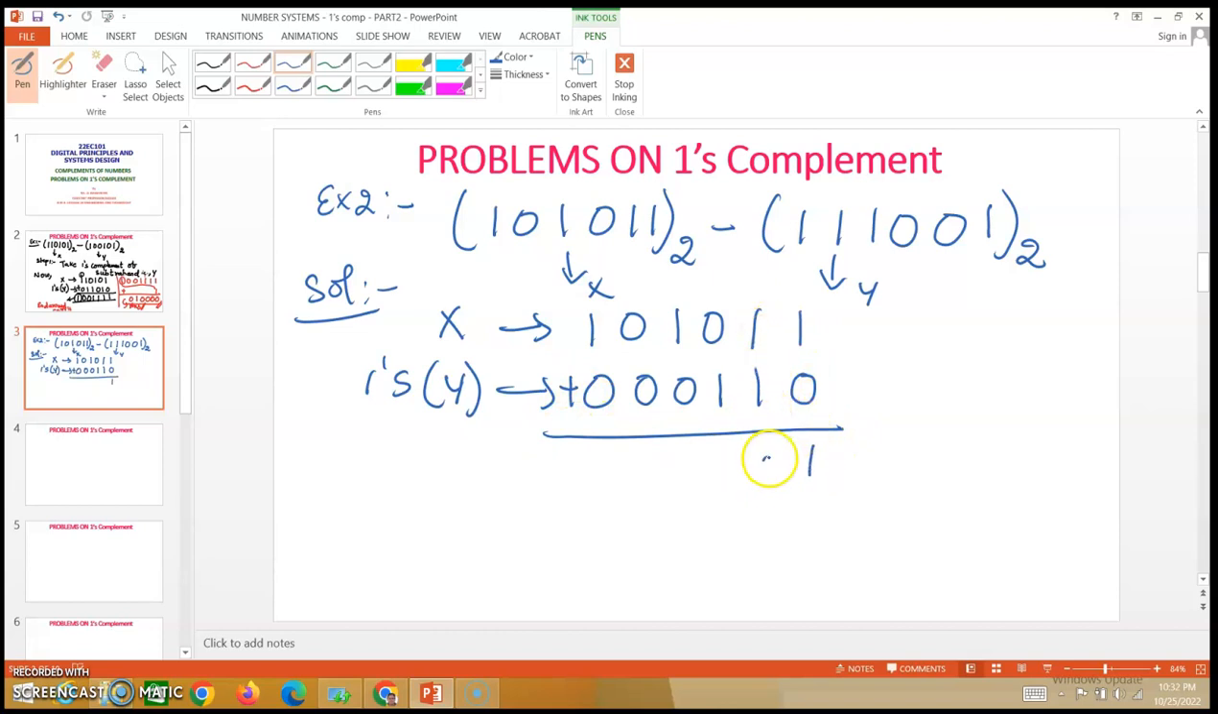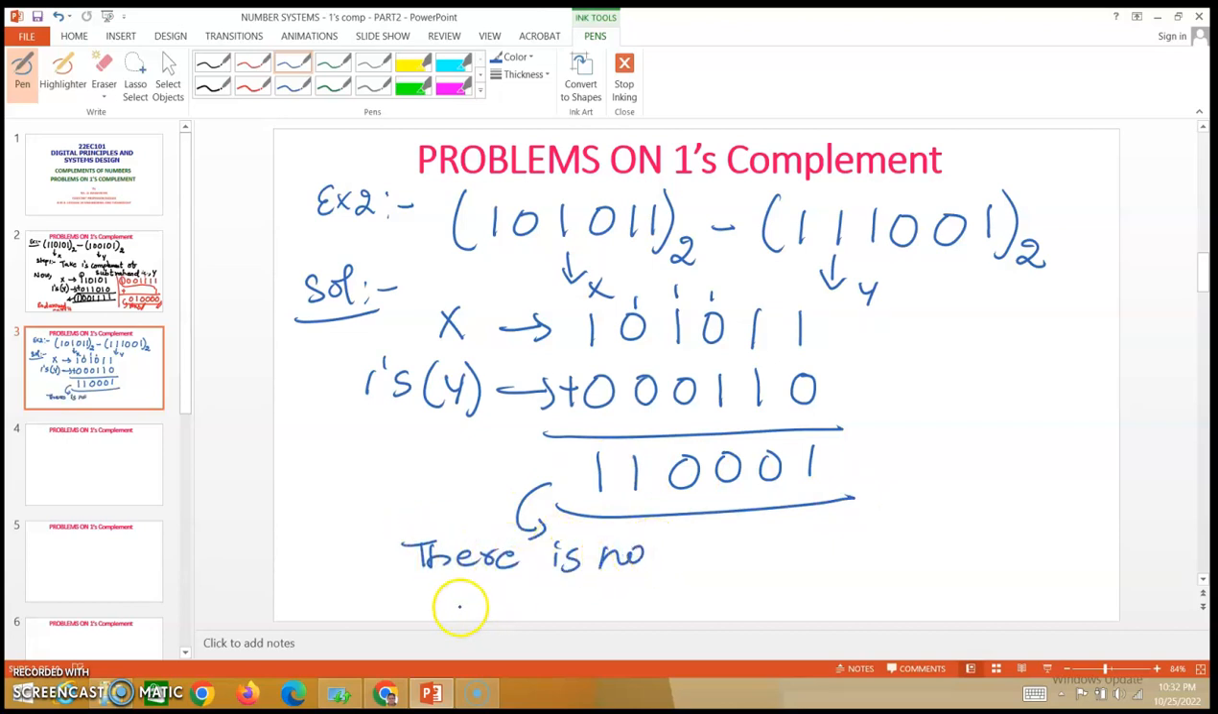1 plus 1 is 0, 1 carry over. 1 plus 1 again 0, 1 carry over. 1 plus 1 is 0, 1 carry over. So 1, 1. Here there is no end carry. If there is no end carry, this is the second case.